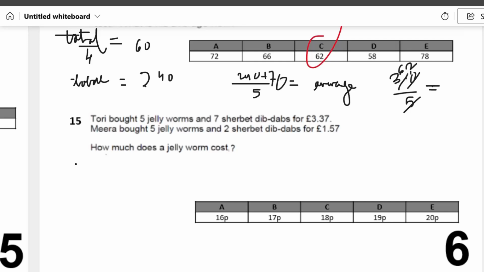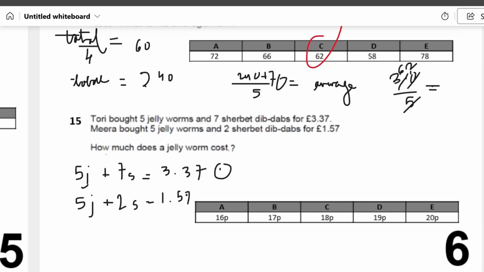For question 15, we know 5 jelly worms. We're doing this one with simultaneous equations. 5 jelly worms plus 7 sherbet dip dabs, we're just going to say that as S, equals £3.37. That's equation 1. Now we know 5 jelly worms and 2 sherbet dip dabs is equal to £1.57. That's equation 2. And it does say what is a jelly worm, so ideally we'd be finding out J first, but we can't do that without finding out S first, the sherbet dip dab.